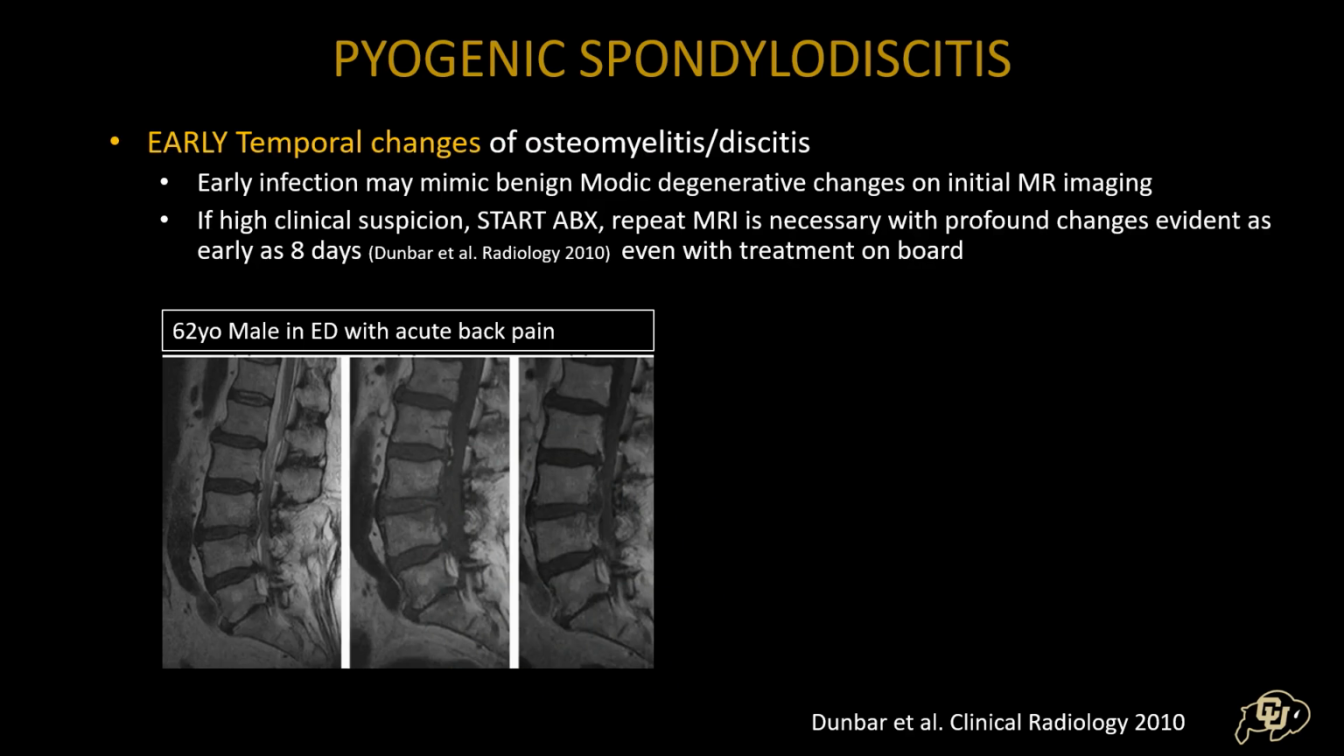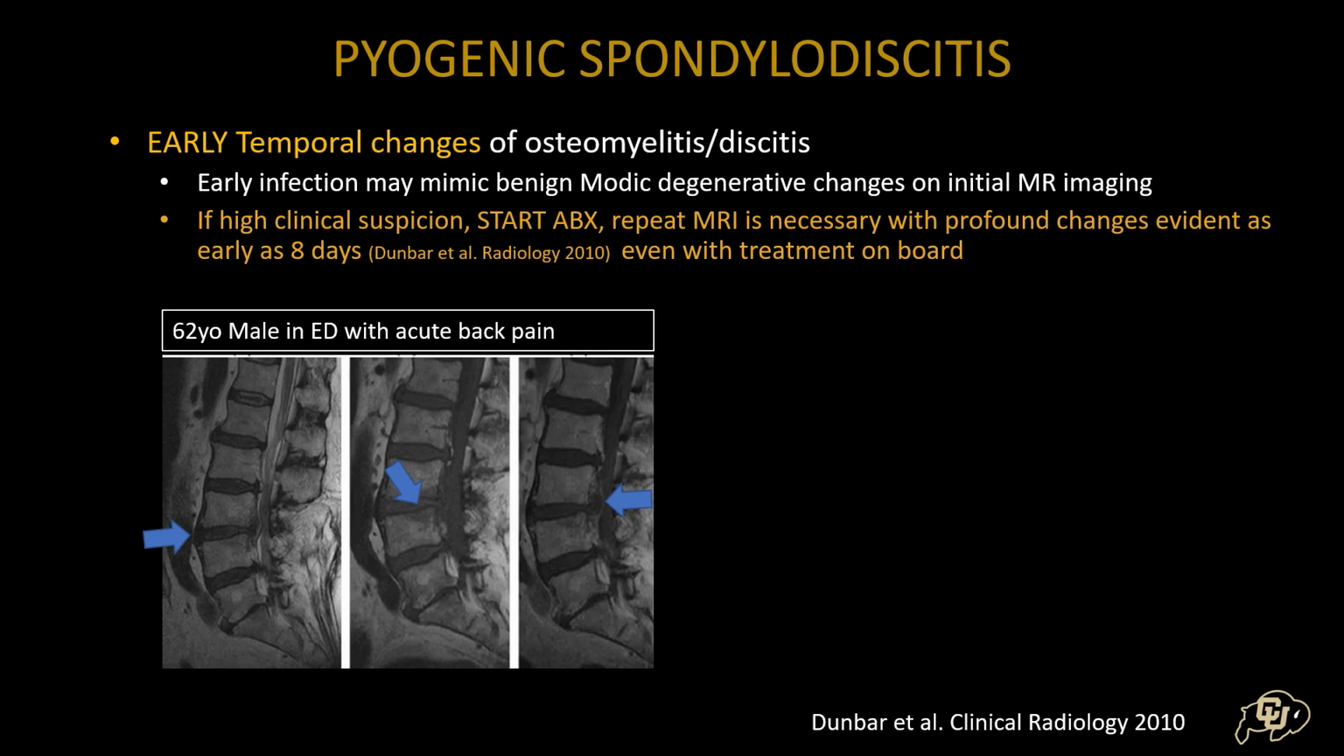Obviously, early on in infection, it can look very similar to Modic change, and it can be very difficult to come down hard on infection. So what do we do in that instance? Like in a case like this, a little bit of disc height loss, a little bit of low T1 signal, and honestly, what looks to me like an acute disc herniation. I don't think I would be too worried about this case, but they had very high clinical suspicion. This was an IV drug abuser. They had elevated inflammatory markers.